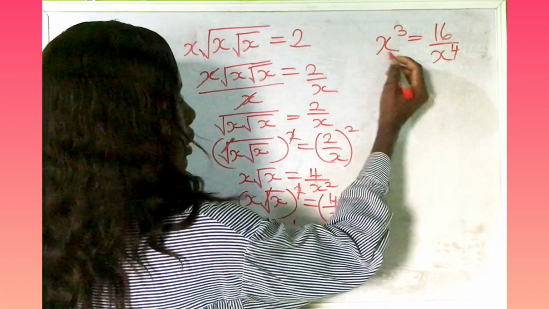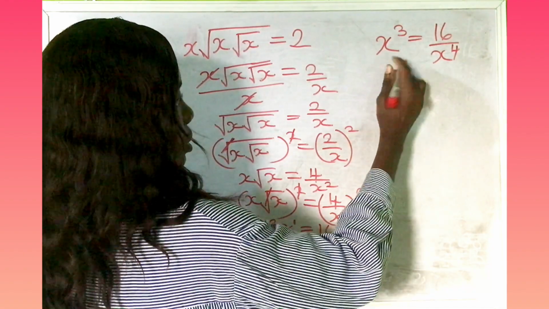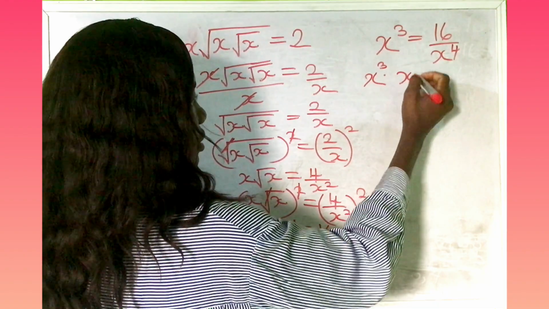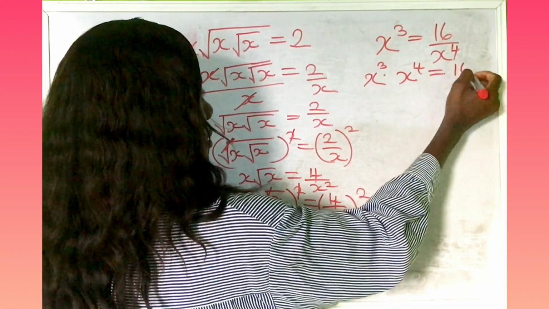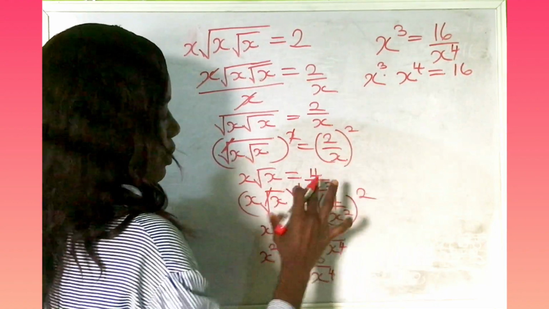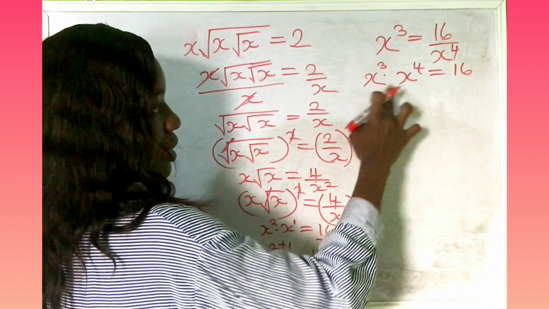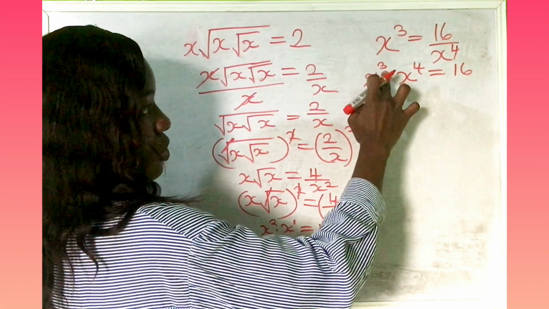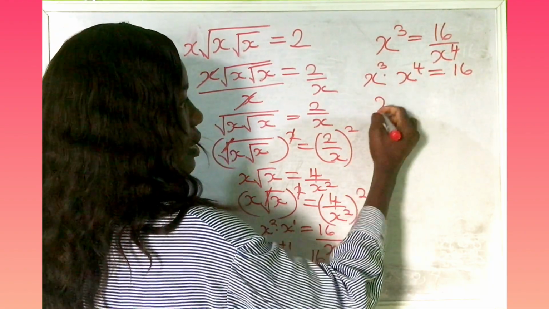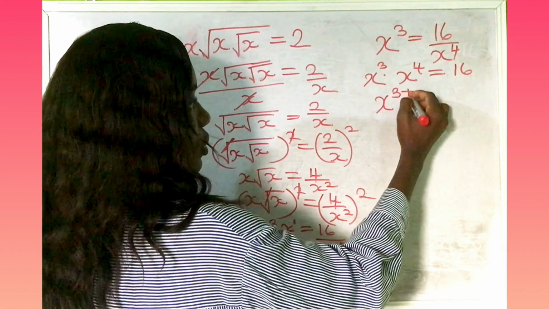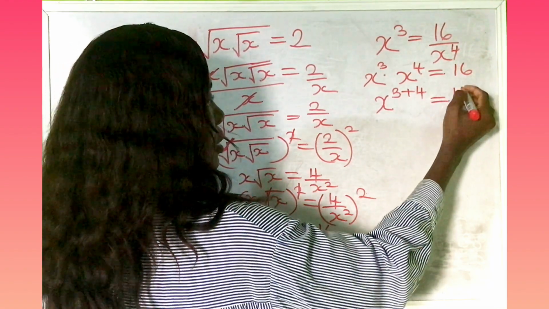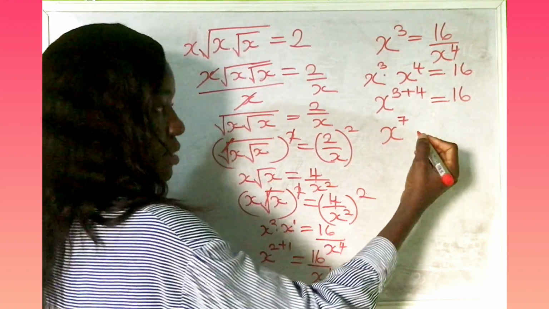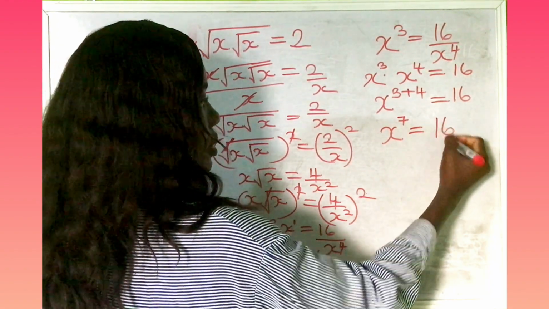Now, at this point, we're going to cross multiply again. Cross multiplying, we say x raised to the power of 3 multiplied by x raised to the power of 4 is equal to 16. Now, in the laws of indices, we have similar bases here: x and x. So what we'll do now is just add these powers. We'll say x raised to the power 3 plus 4 is equal to 16. So 3 plus 4 is what? 7, right? Then we have x⁷ = 16.